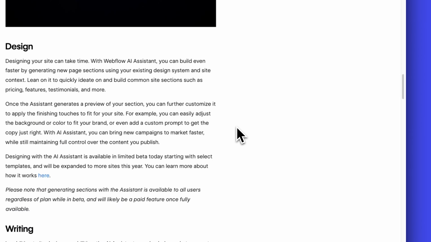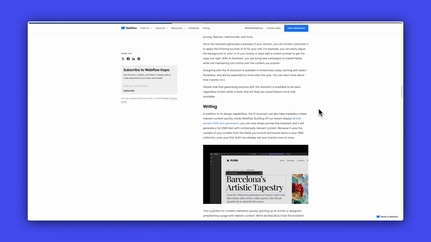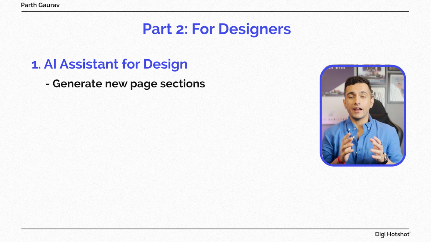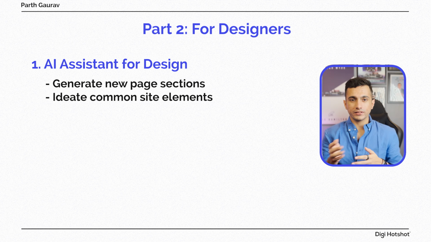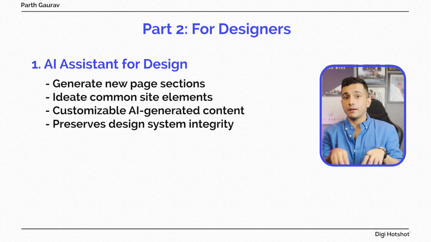The AI assistant for design offers generating of new page sections using your existing design systems and site contexts, and quick ideation for common site sections like pricing, features, and testimonials. The ability to further customize and refine AI generated sections. And then one thing is preservation of your design system and brand consistency.